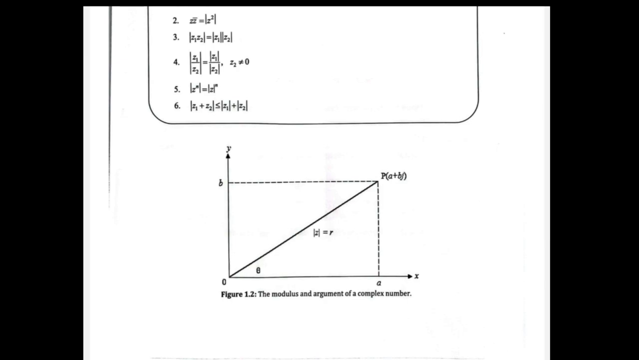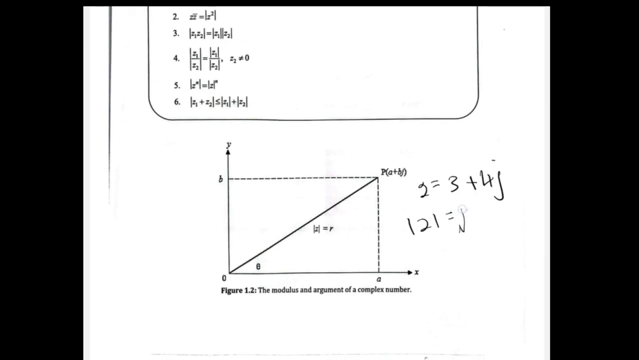So, if we have z equal to 3 plus 4j, then the modulus of z is equal to the square root of 3 squared plus 4 squared, which will give us 5. That is exactly like using Pythagoras theorem.